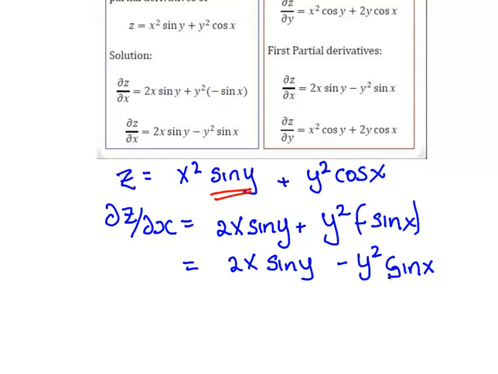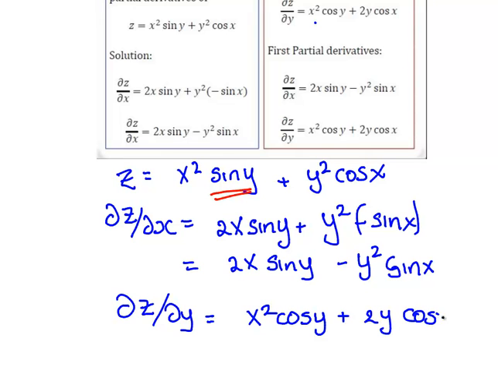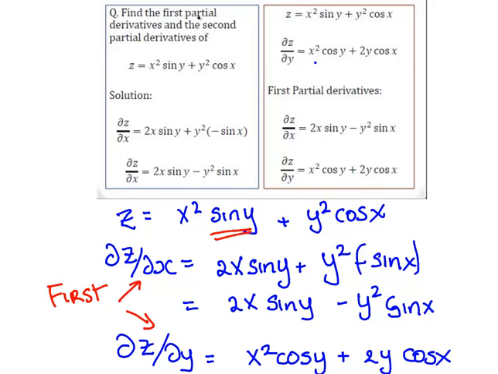Yeah, that's right. Similarly, you do something very similar here. I'm just going to write out dz dy because I just want to get on to the next thing. dz dy is done the same way: x squared cos y plus 2y cos x. So those are the first partial derivatives. Now what we're going to do is the second partial derivative. Let's go back here. Find the first and second partial derivatives of this. So those are the answers to the first part.